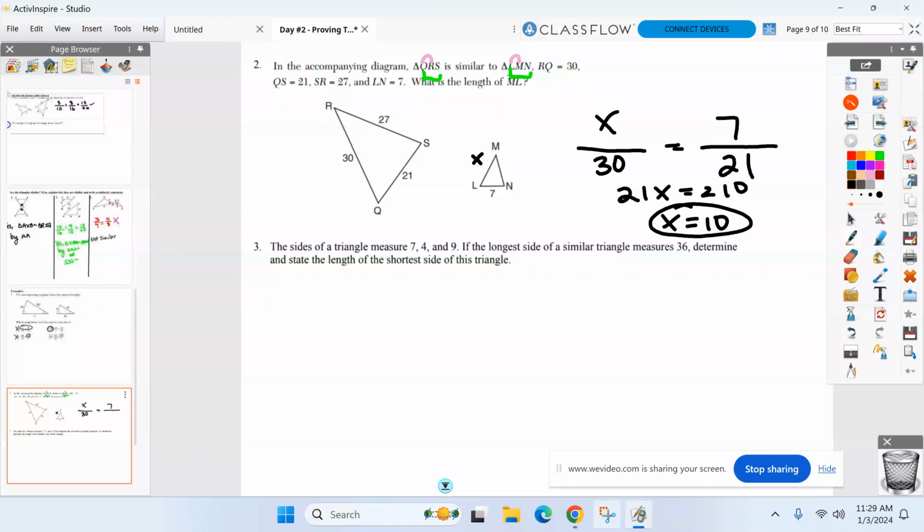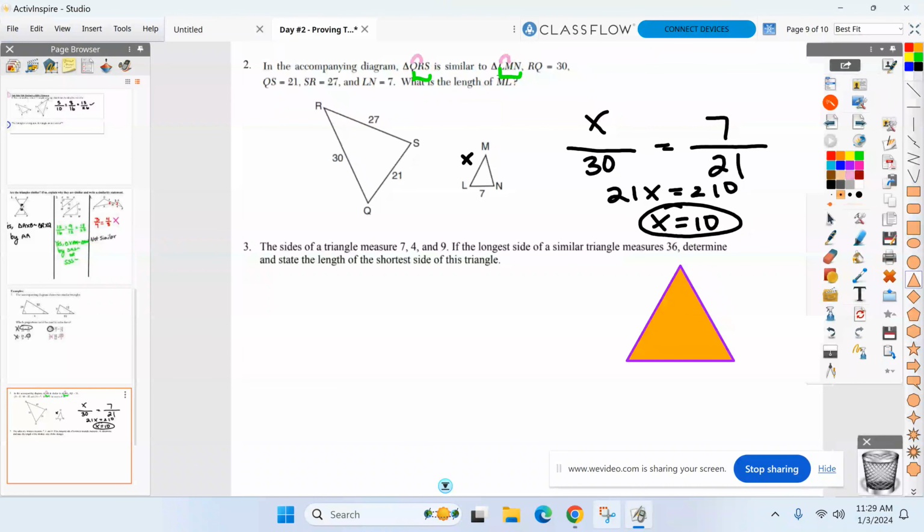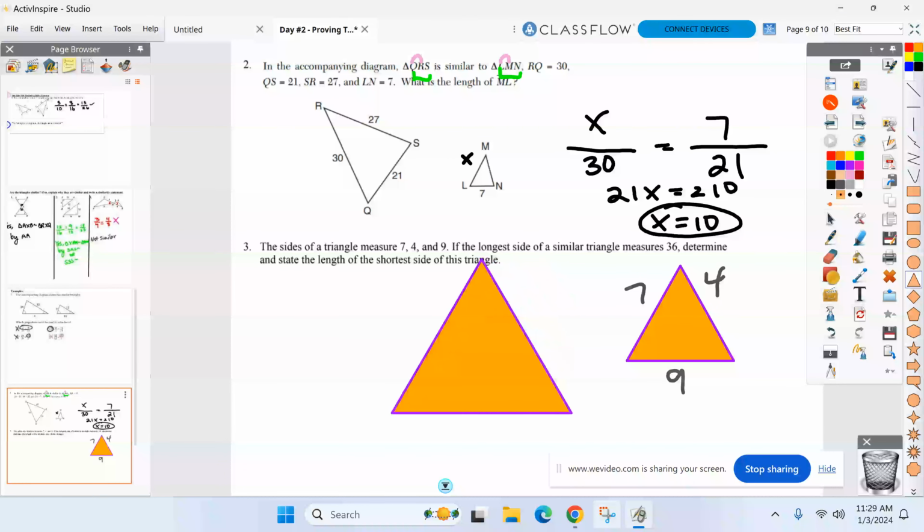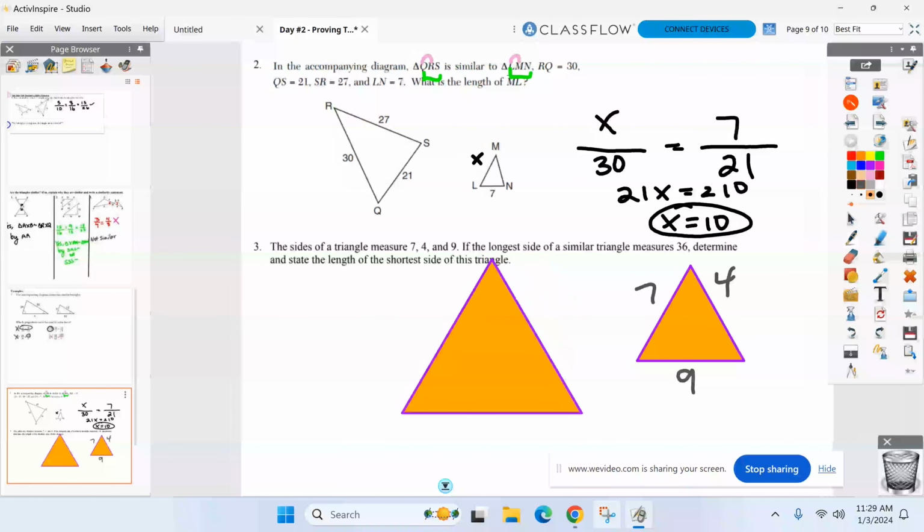Just like this one's an easy one to see too. So sides of a triangle, 7, 4, and 9. And I got a similar triangle that looks to be a little bigger. And the longest side there is 36. What's the shortest side of this triangle? Right, shortest side. So how are you going to build your proportion? You're going to start with two sides from one triangle or two corresponding sides? I always start with two corresponding sides, so x and 4.